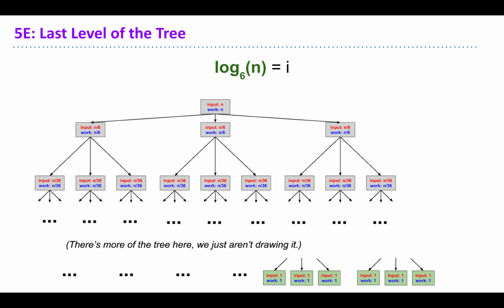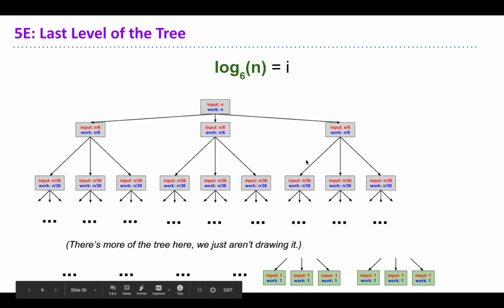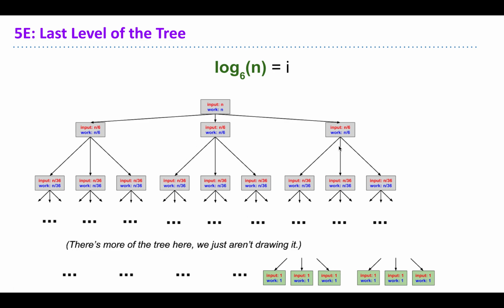The other way to think about this is that log base 6 of n can be interpreted as the number of times I have to divide n by 6 to get 1. And you can sort of see that each input is just dividing by 6. So this really does represent the number of times I have to divide by 6 to get to 1. Anyway, that's the answer to 5e: log base 6 of n.